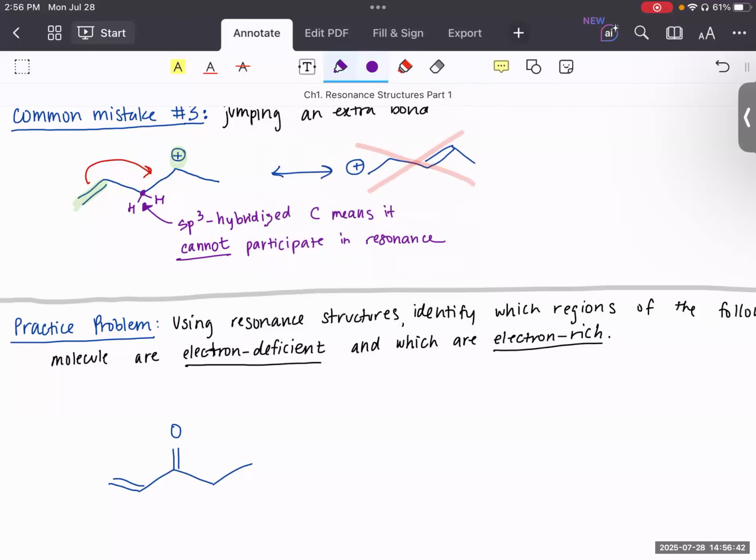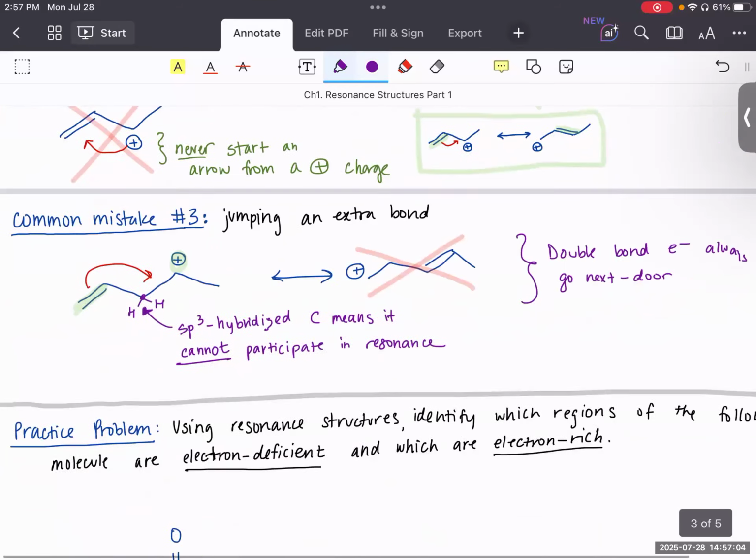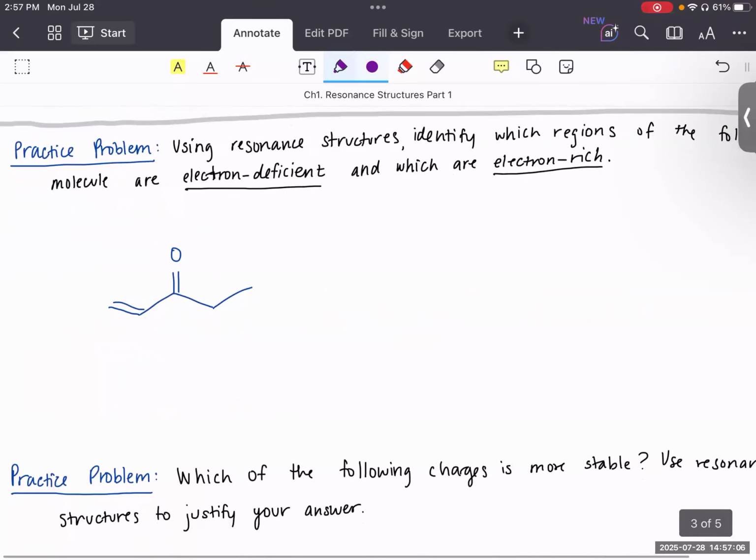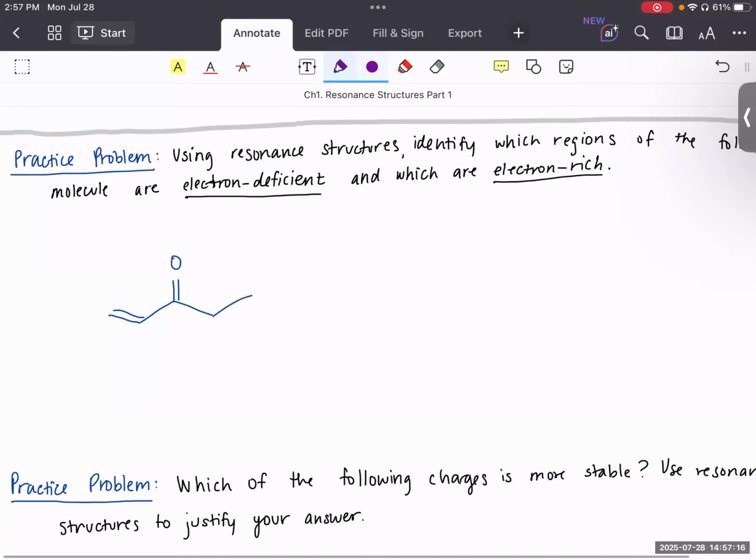I'm just going to make a note here that double bond electrons always go next door. We never go further than 1 carbon away. All right, so these are probably the 3 most common mistakes I see. I think honestly getting used to resonance structures is all about practice. And so I really recommend taking a look at the practice problems worksheets that I posted for resonance structures.